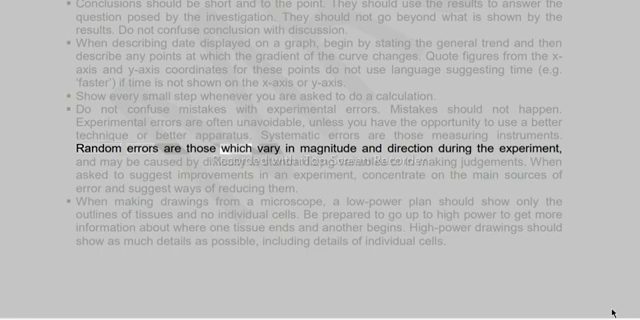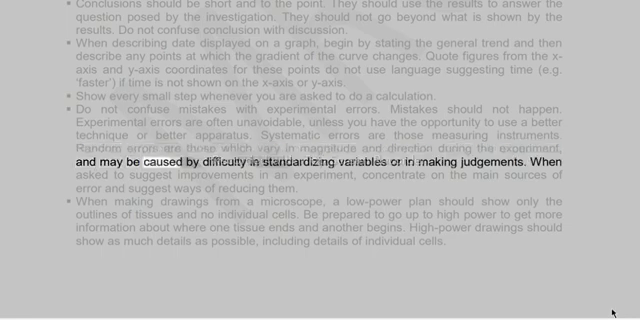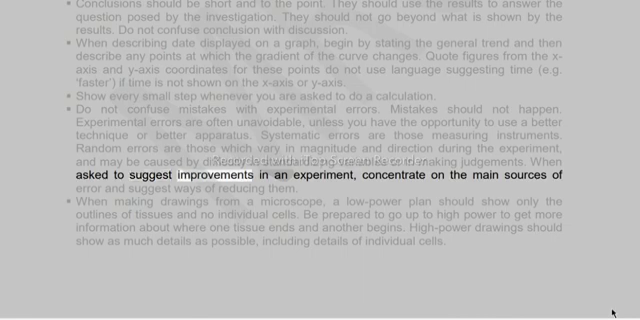Random errors are those which vary in magnitude and direction during the experiment, and may be caused by difficulty in standardizing variables or in making judgments. When asked to suggest improvements in an experiment, concentrate on the main sources of error and suggest ways of reducing them.